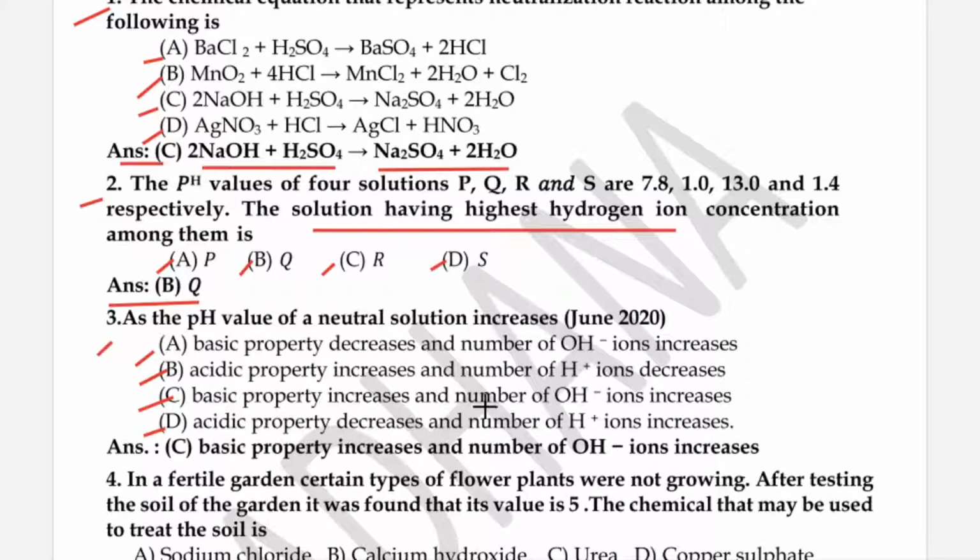This question is from the June 2020 question paper, as we can see here. The correct answer is option C, basic property increases and the number of OH minus ions increases as the pH value of a neutral solution increases.